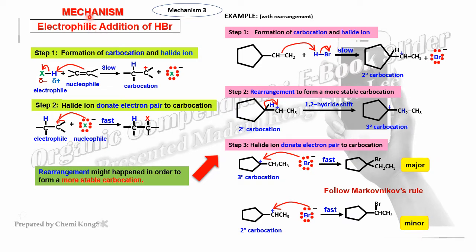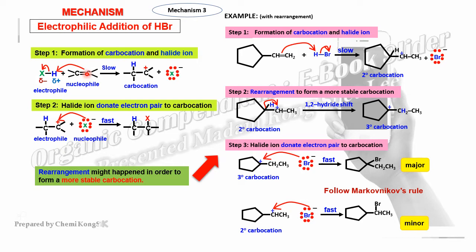Now this is the third mechanism in chapter 5 hydrocarbon, electrophilic addition of hydrogen bromide. Step 1 involves the formation of carbocation and halide ion. First of all, we must know that HX, where X refers to halogen, is a polar bond. So hydrogen is partially positive and the halogen is partially negative. The breaking of the bond will form H+, which is the electrophile, and the halide ion. Then the electrophile is attacked. Here the carbon-carbon double bond has high electron density, which is a nucleophilic site.